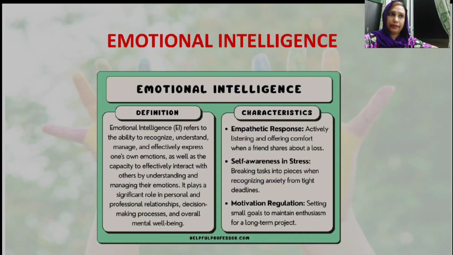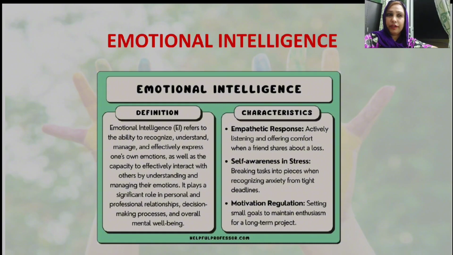Moving on to my next slide, it's a very important topic, emotional intelligence. The most influential scholars of emotional intelligence are Goleman and Boyatzis. They define emotional intelligence as a set of competencies fitting within 4 domains. What are these 4 domains? So let's discuss. Domain number 1, self-awareness.